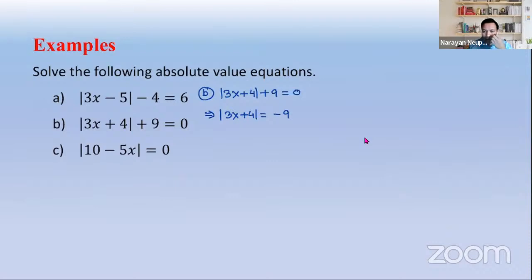Okay, Diksha, could you please unmute yourself and tell me, what do you see when you look at this absolute value equation?